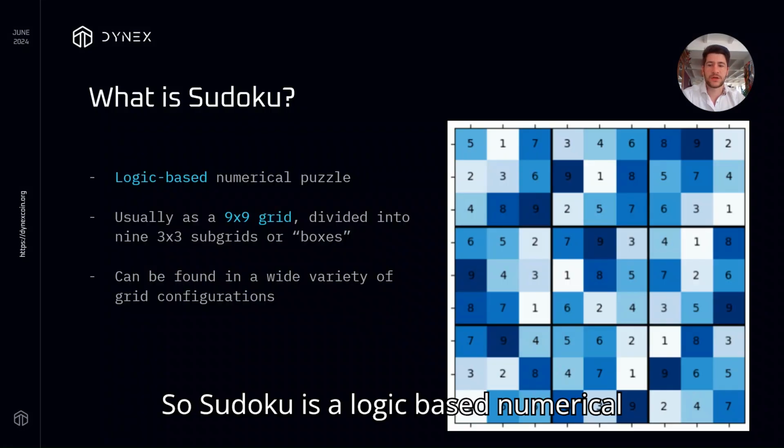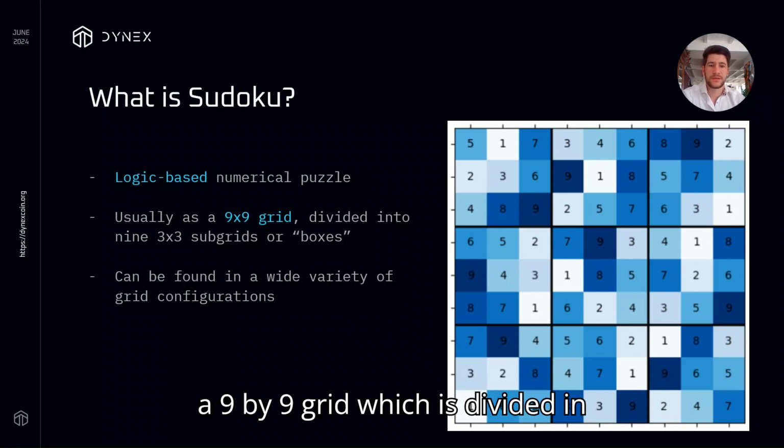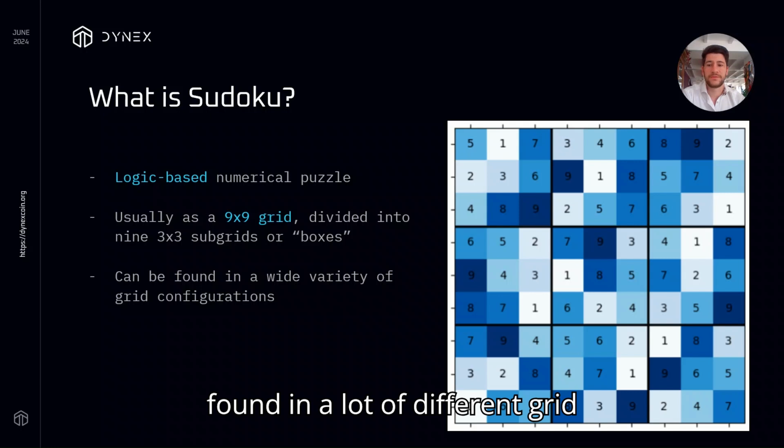So Sudoku is a logic-based numerical puzzle, which is usually found as a 9 by 9 grid, which is divided in 9 3 by 3 subgrids or boxes. The puzzle can also be found in a lot of different grid configurations, such as 4 by 4, 16 by 16, 25 by 25, you name it.